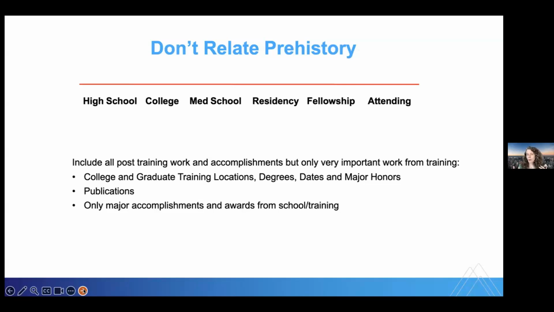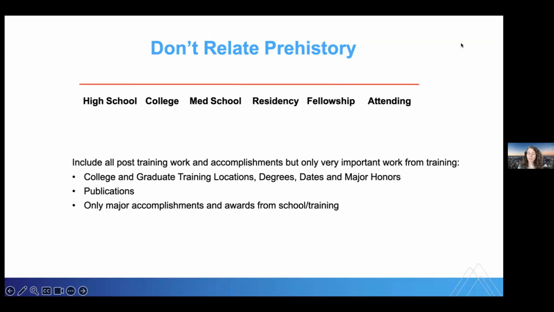You want to be cautious about including too much prehistory, right? So what does that mean? You want to include all post-training work, right? So when you started working as a job, and accomplishments, but only very important work from pre-training. So what do I mean by that?